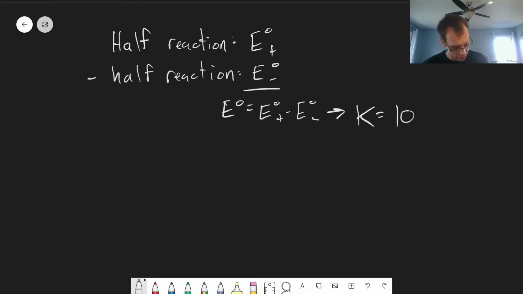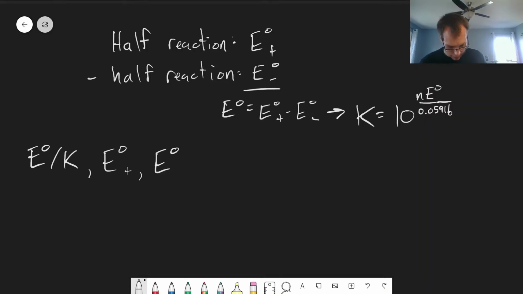K equals 10 raised to the n E naught over 0.05916. So we have three different pieces of information. We have E naught for the overall reaction, or K. These are directly related. We can find one from the other. We have E naught for the positive half reaction and E naught for the negative half reaction. If we know 2 out of the 3 of these, we can find the third. And that's the basic idea using this equation right here. So let's go through an example of this.